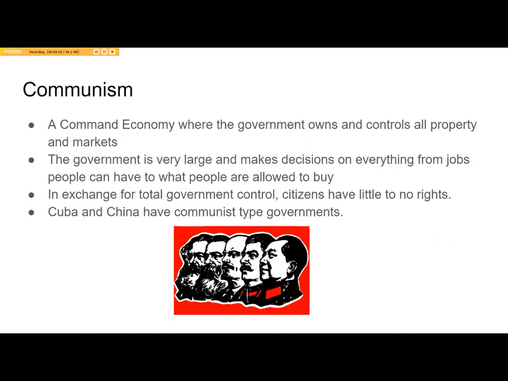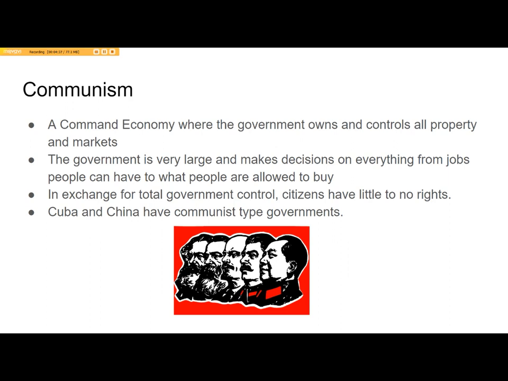Our next form of government is communism. Communism is a command economy. If you remember, a command economy is where the government basically owns all of the markets. And so under communism, you have a command economy where all property and markets are controlled by the government. They decide what gets made, how things get made, what gets sold, what prices, what people can buy, what they can't buy, and really kind of takes care of all decision making for the people. This means citizens have very little, if any, freedoms under communism.